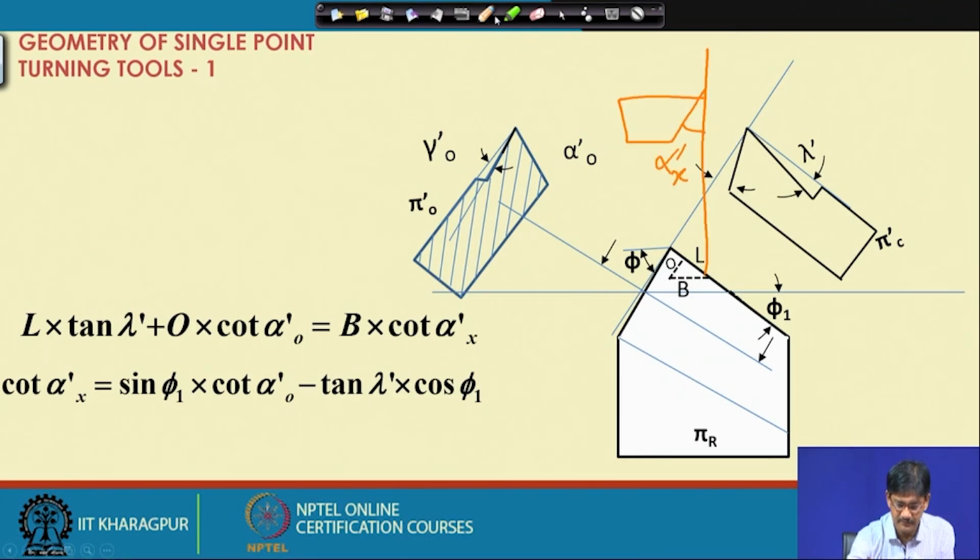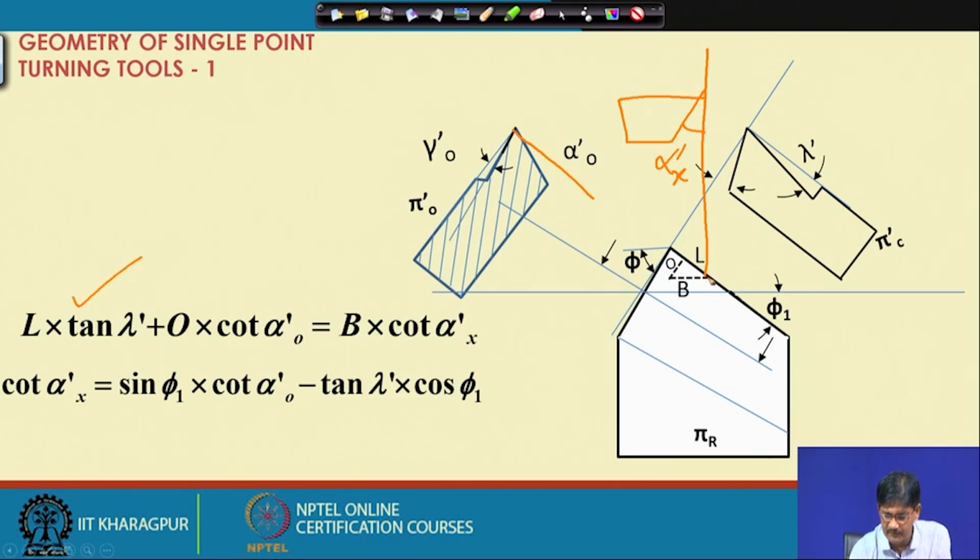Let me draw that also. This shows our downward movement. We are moving down this way, and the amount that we have moved down here and the amount moved down here should be equal to this total movement. So, let us start. This one is again L tan lambda dash from our previous experience.